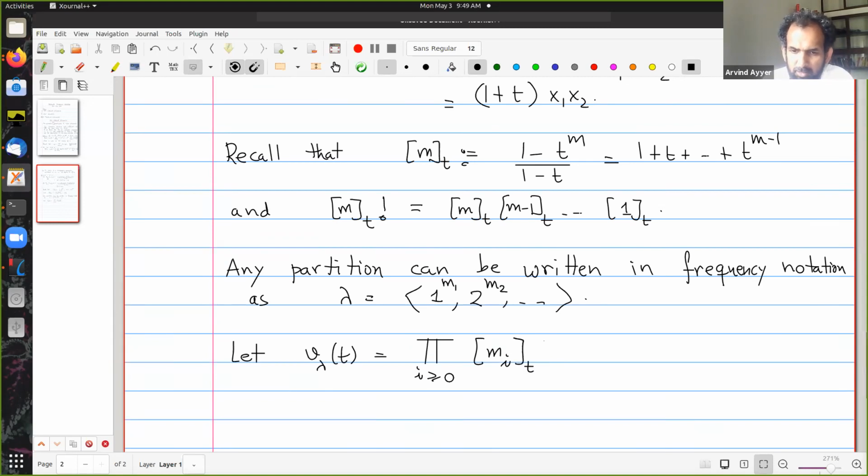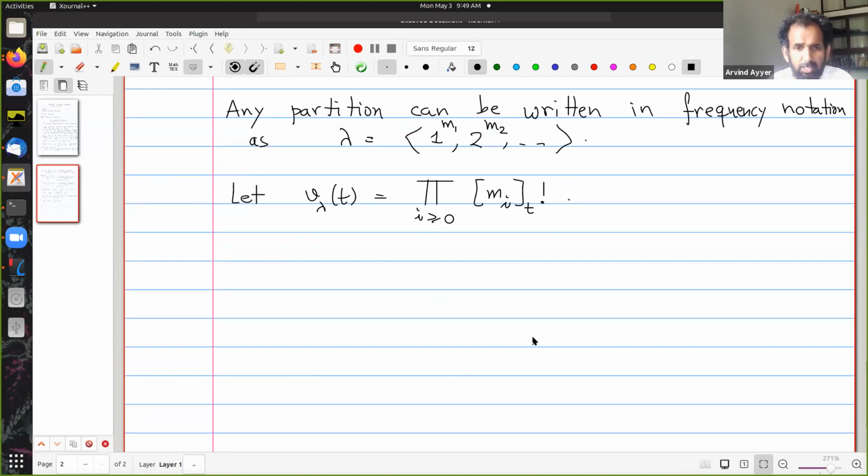m_i t factorials. So I take the multiplicities, the m stands for multiplicity, and I'm taking the factorial, the t analogs. Okay, so then here is the theorem.